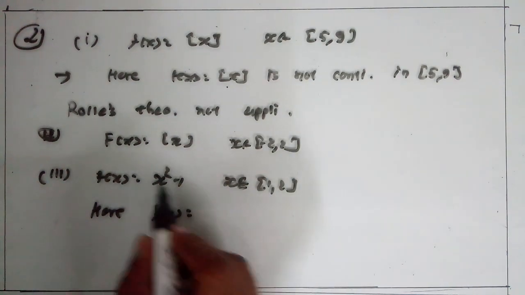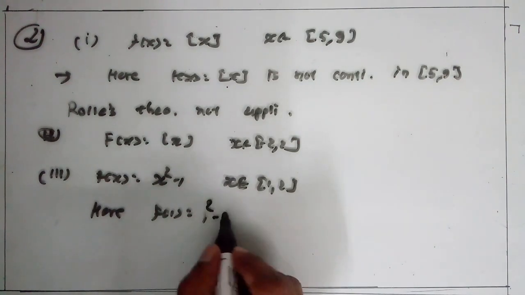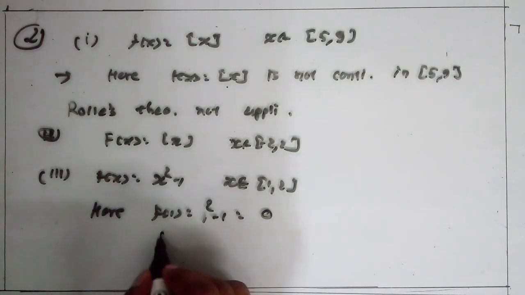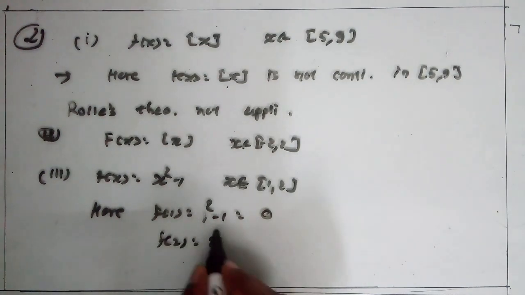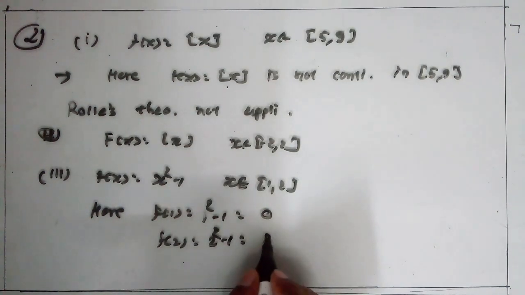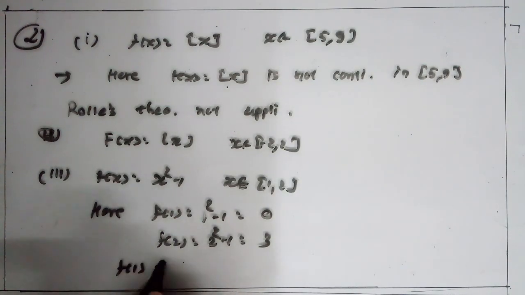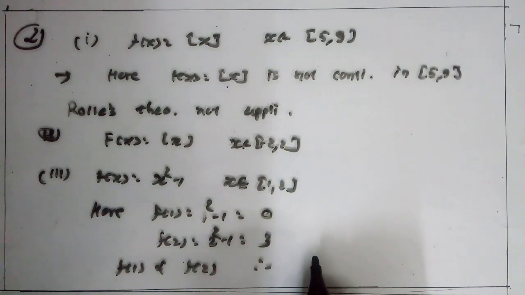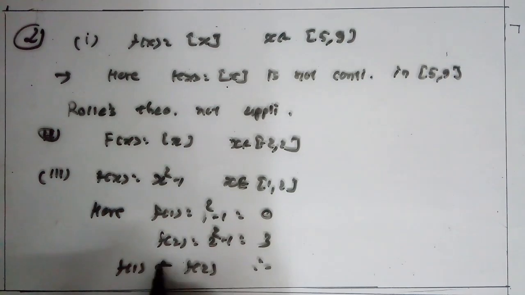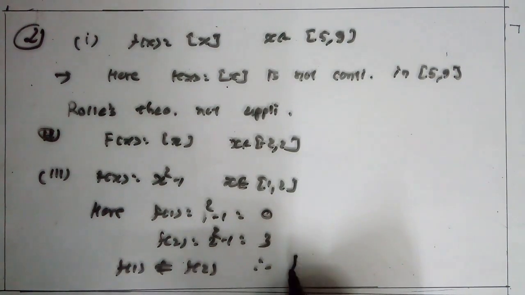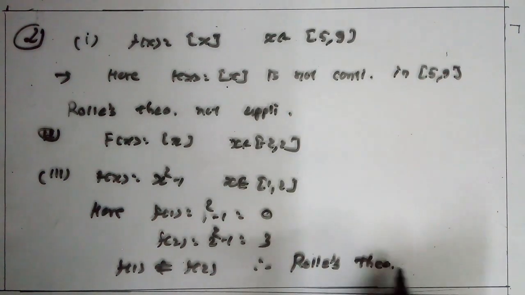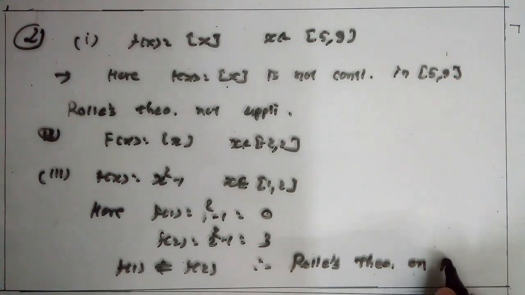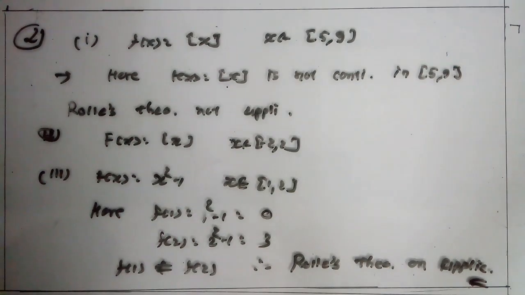Here f(1) = 1² - 1 = 0, and f(2) = 2² - 1 = 4 - 1 = 3. So f(1) is not equal to f(2). Therefore the last condition, the third condition, f(a) = f(b), is not satisfied. So Rolle's theorem is not applicable. Clear? Remember this.